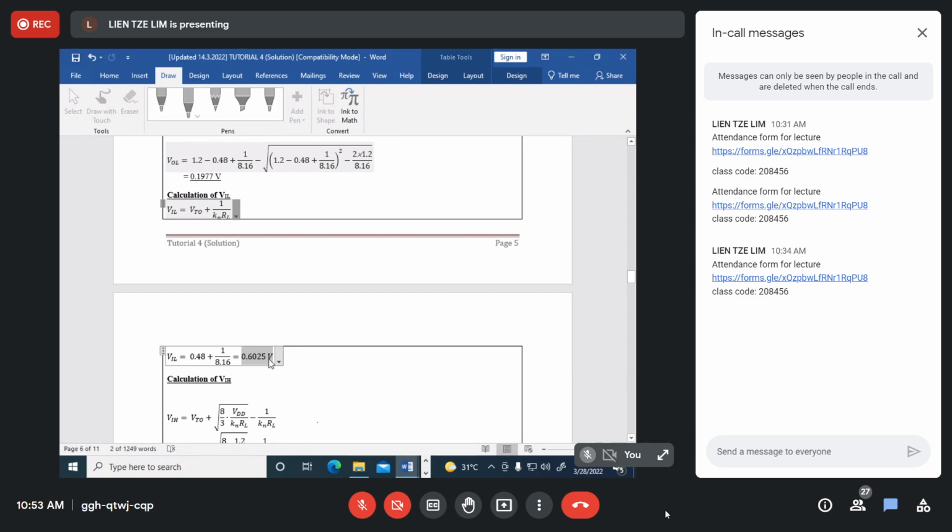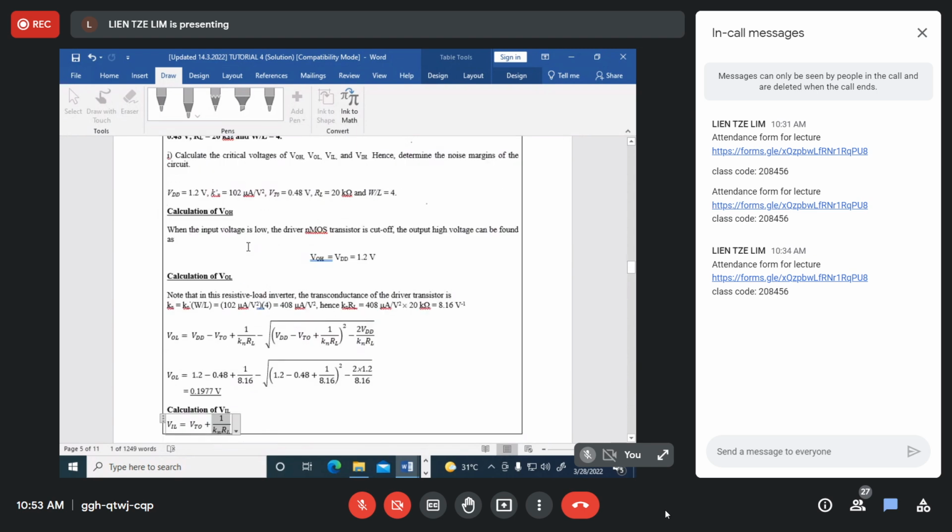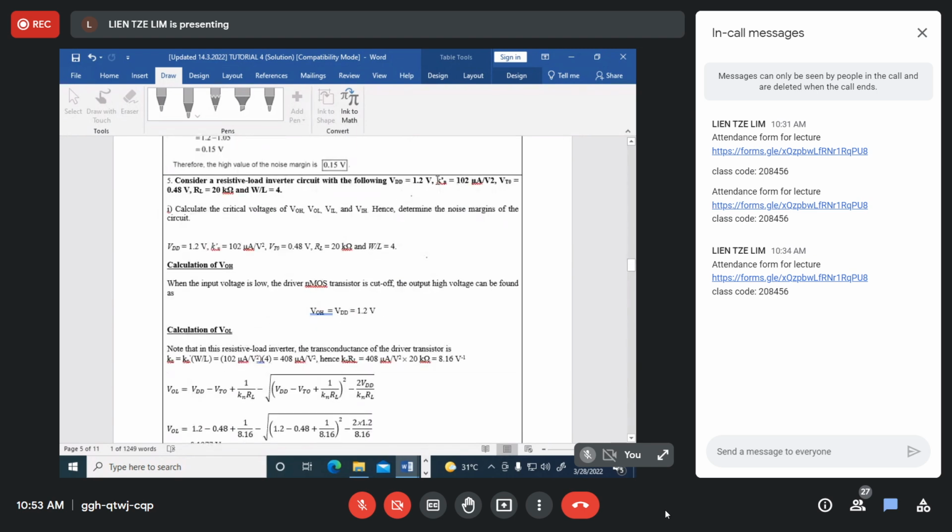Remember that the value of Kn here, we need to calculate. The value given is for K prime N, it's not Kn. You see here, there is a difference. This is K prime N. You cannot straight away use this value. You need to calculate.